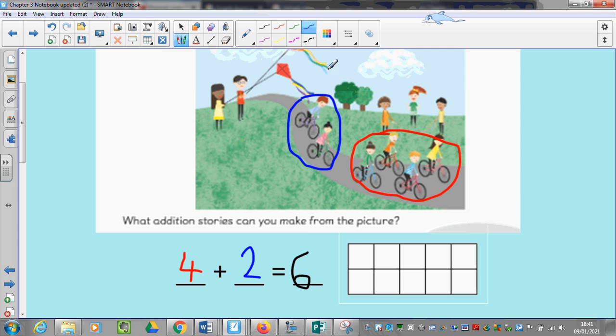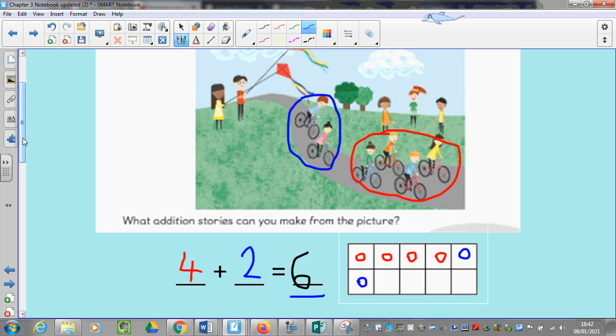And we can show this on our 10 frame. 4 children here that I'm showing you in red. And then I'm showing you my 2 children filling the top row first to make my 6 children that is shown here.